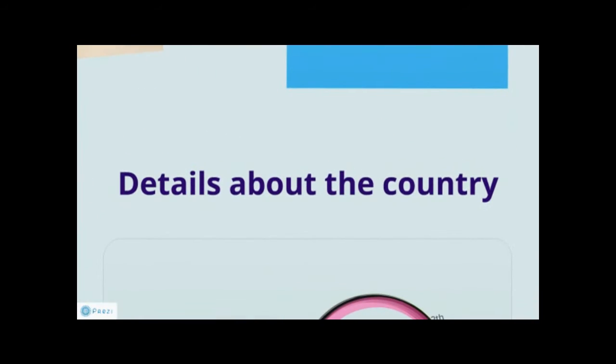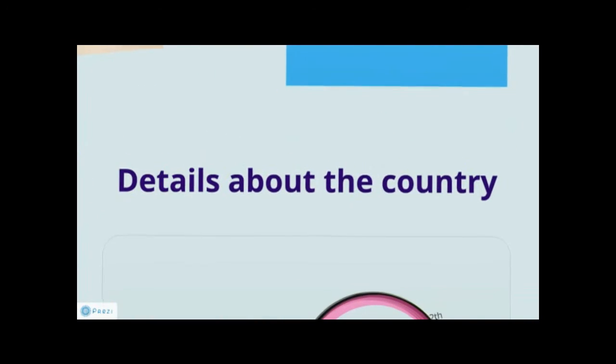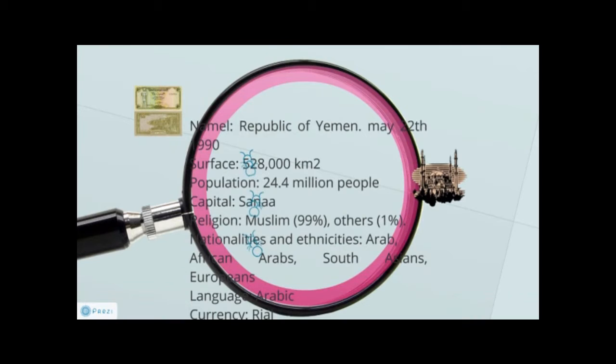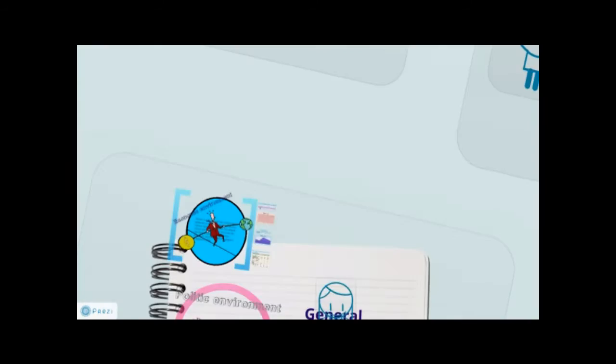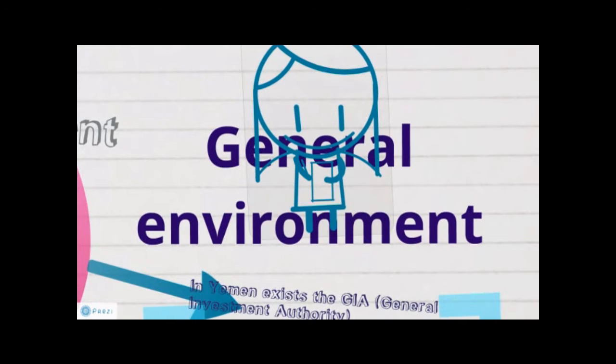Now let's look at some general details. Its official name is the Republic of Yemen since May 22nd of 1990. It has a population of 24.4 million inhabitants. Its capital is Sana'a, and 99% of the Yemenis are Muslims. Also, the official language is Arabic and the currency is the Yemeni rial. We have just analyzed the most important details. Now we will talk about the general environment.